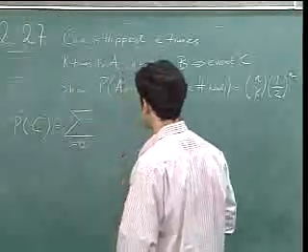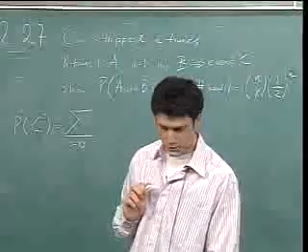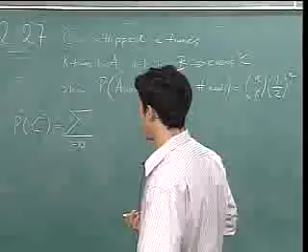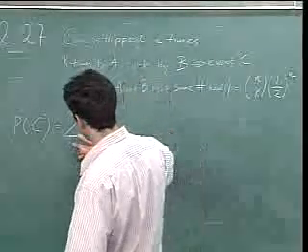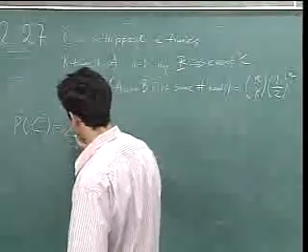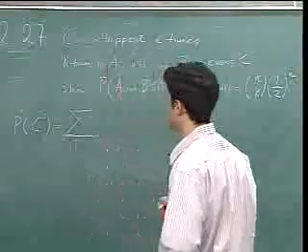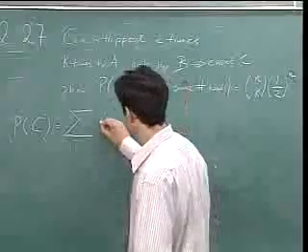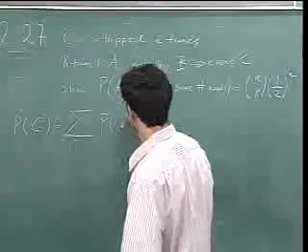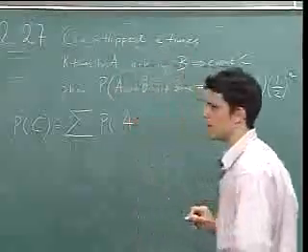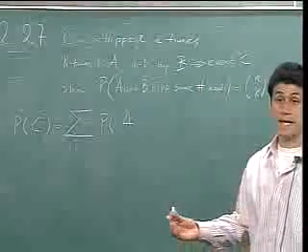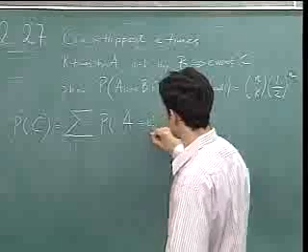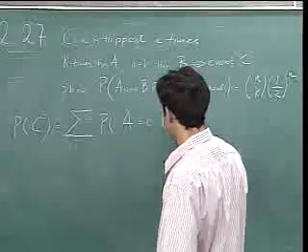would just be the sum over all i, of course i can be only up to the minimum of k or n minus k. So it's the sum over all i of the probability, let's denote by A the number of heads of person A, that A equals i and B equals i.